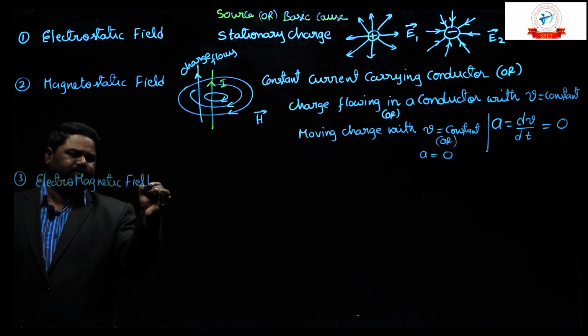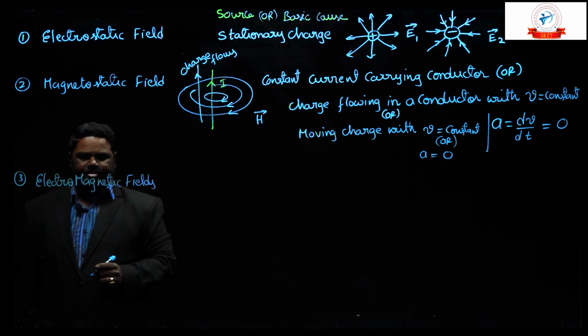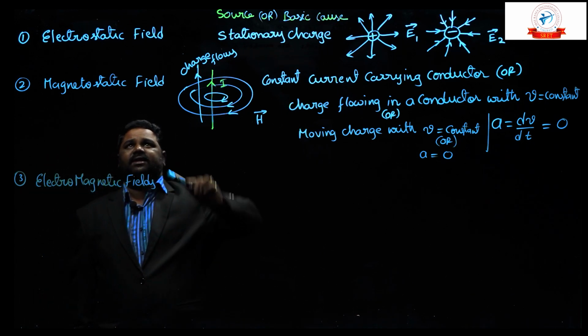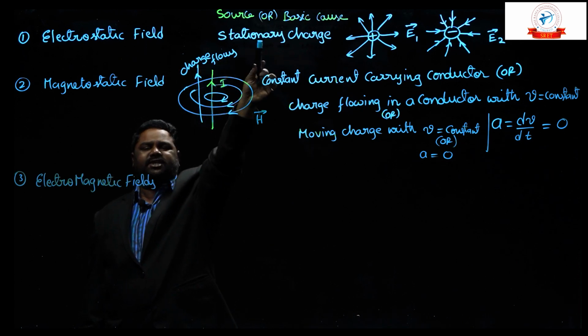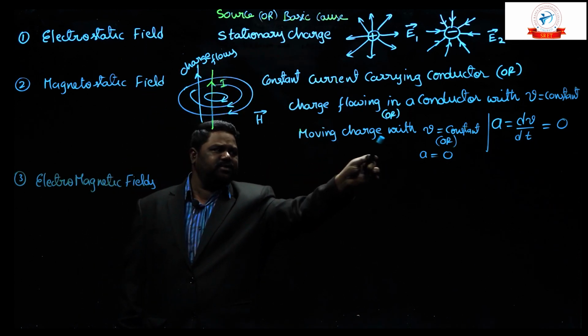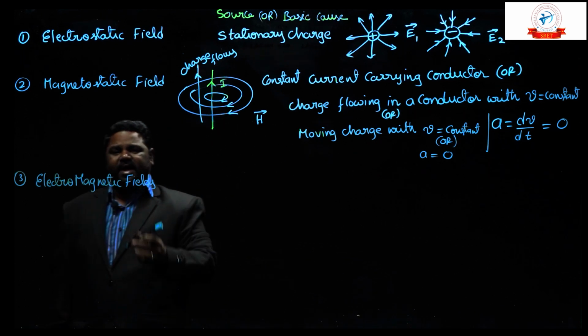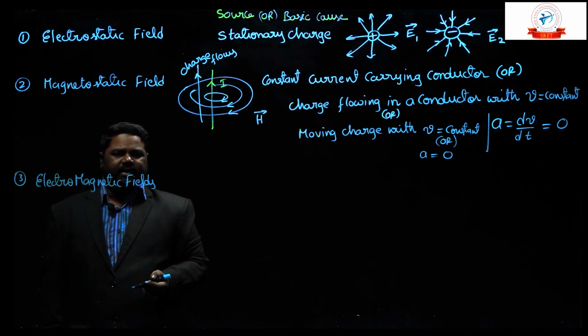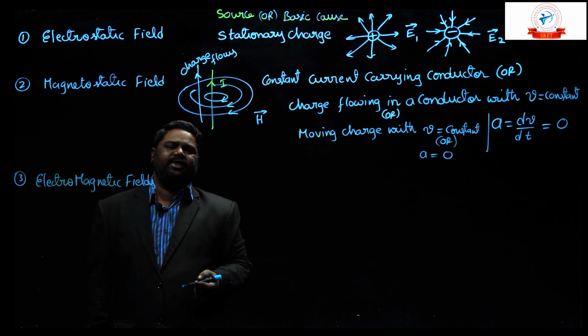Electromagnetic fields. So here we already studied that for a static field, a stationary charge is required. For a magnetic field, a moving charge with a constant velocity is required. For electromagnetic fields, we require a time varying current through the conductor.